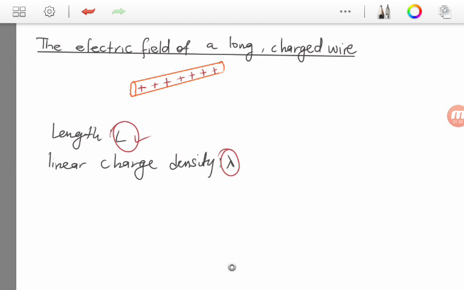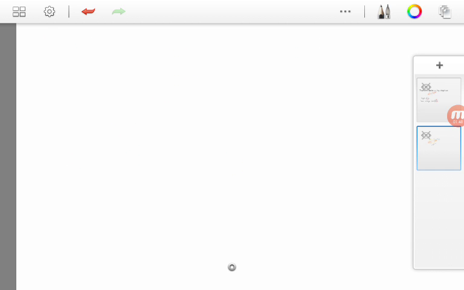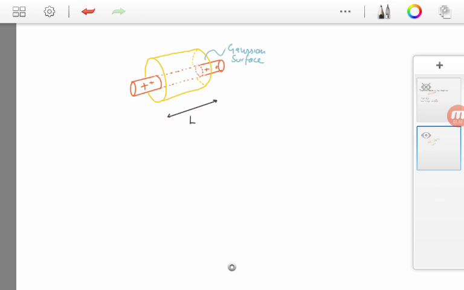The first thing we do is to construct a Gaussian surface along the wire. The most appropriate Gaussian surface we can create here would be a cylinder. As you can see, we have drawn this Gaussian surface in. So now our duty is to find the electric field.